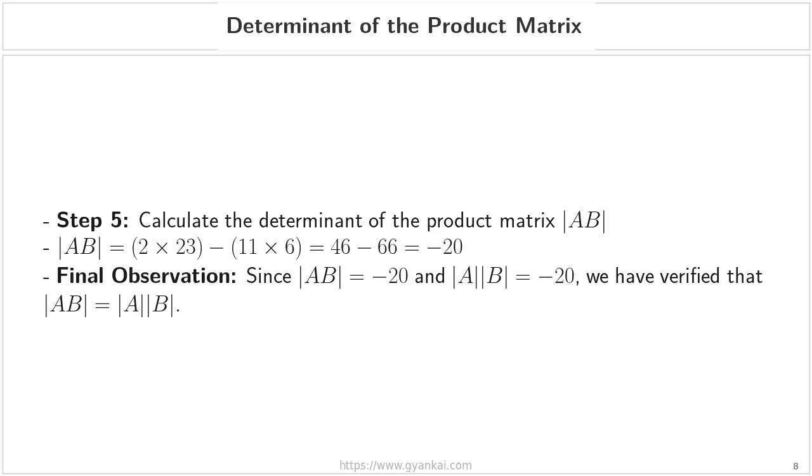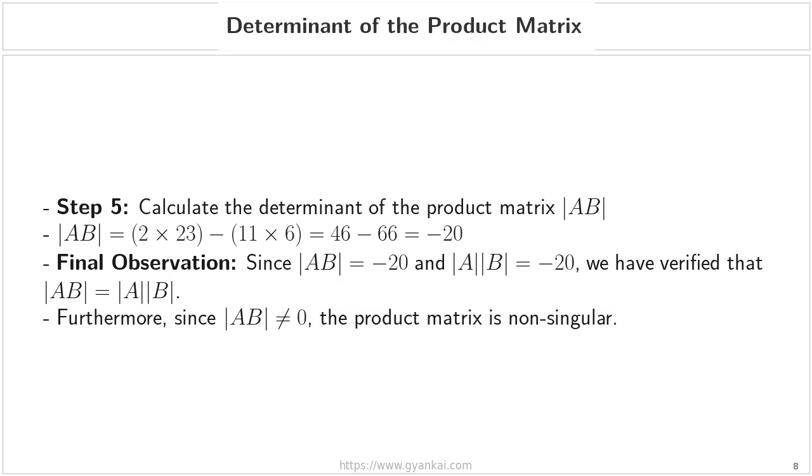Now, let's look at our final observation. If we compare this result to what we calculated earlier in step 3, we can see that the determinant of AB is -20, and the product of the individual determinants, A and B, was also -20. This perfectly verifies our property. The determinant of the product equals the product of the determinants. Furthermore, notice that because this determinant is not equal to 0, we can conclude that the product matrix itself is non-singular. This leads us directly into our summary of key takeaways.